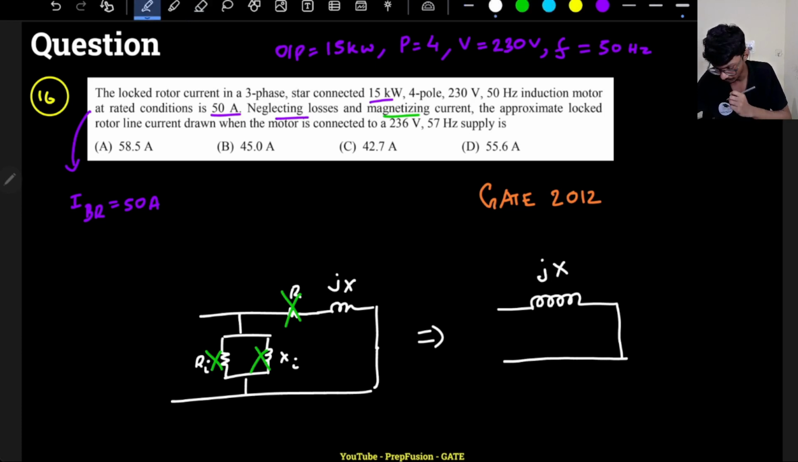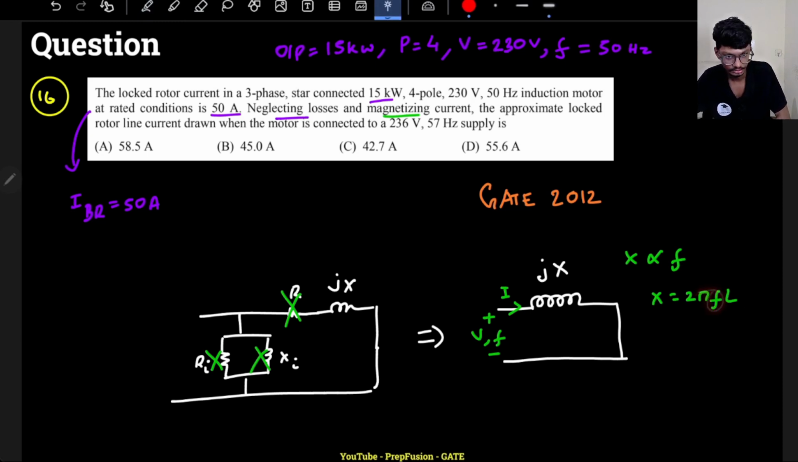Here this is the place where I am applying the voltage and this is the current, and I am changing the frequency of the voltage as well. So what do I know? Reactance is proportional to frequency; it is equal to 2 pi FL. So if I change the frequency, reactance will change. Then the current also will change, because in this case there is no resistance, so current is simply voltage divided by the magnitude of the reactance.